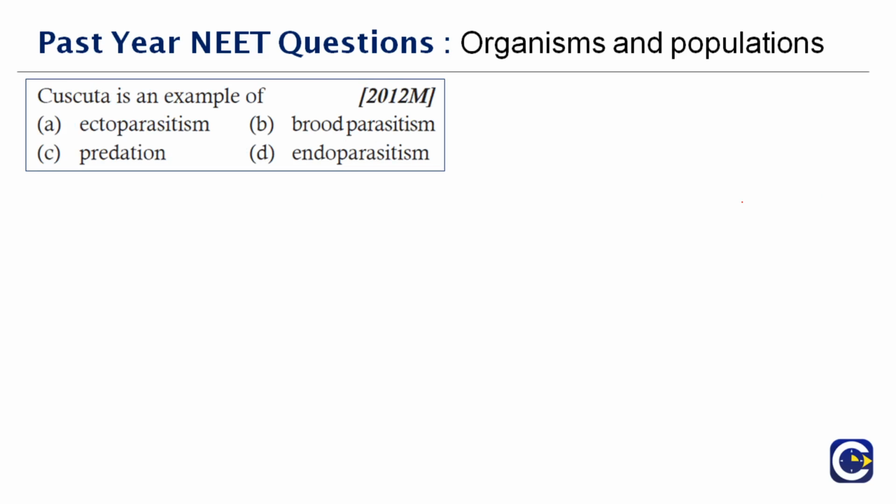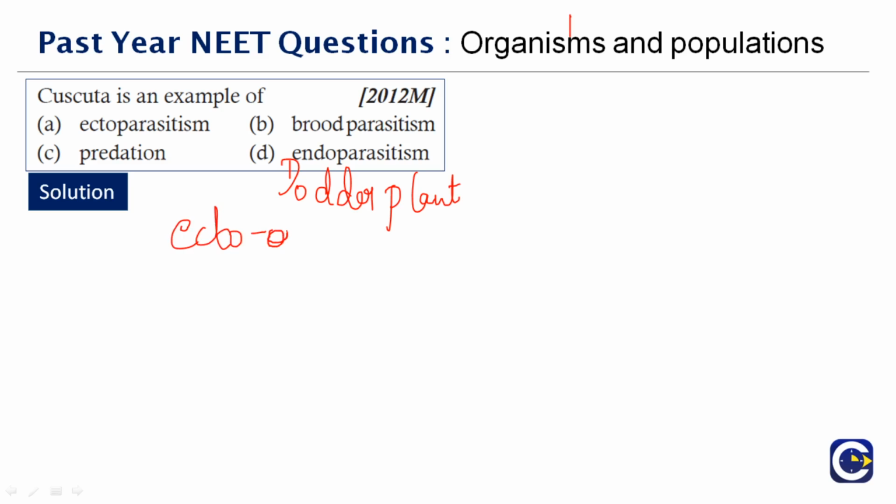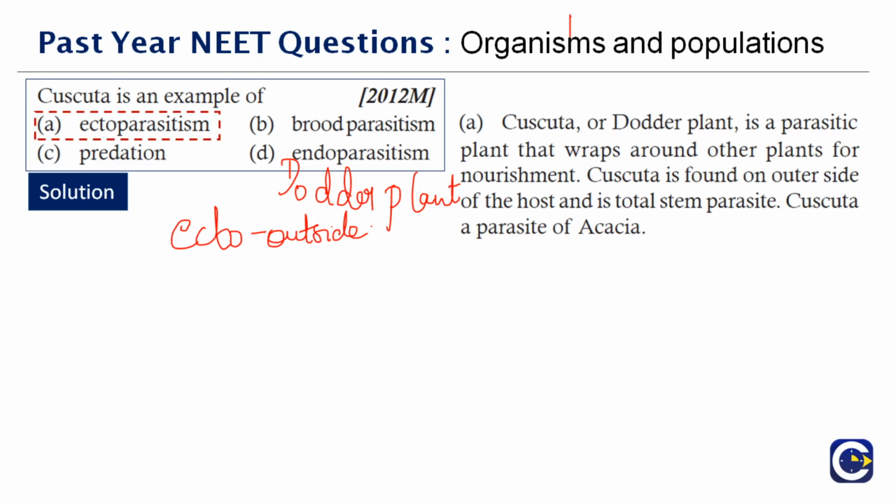Next question here. Cuscuta is an example of dash. What is this Cuscuta? It is also called dodder plant. It is a parasitic plant that wraps around other plants for nourishment. Cuscuta is found on the outer side of the host, and it is a stem parasite. And mostly it is a parasite of Acacia. So what is it actually? Ectoparasitism, because ecto means outside, it is present outside. Endo means inside. So it's an ectoparasitism. Therefore, the right answer is option A.